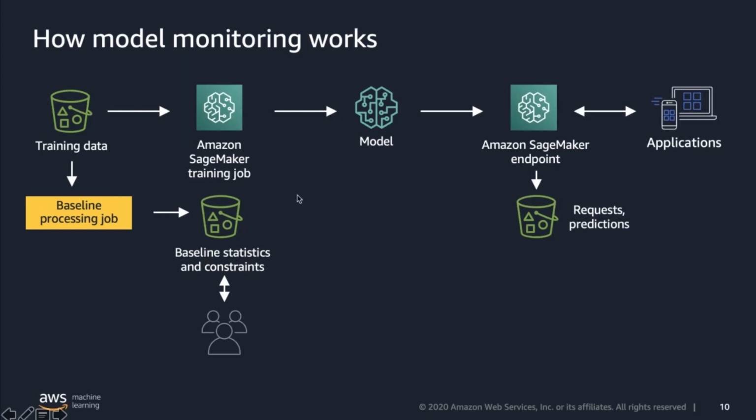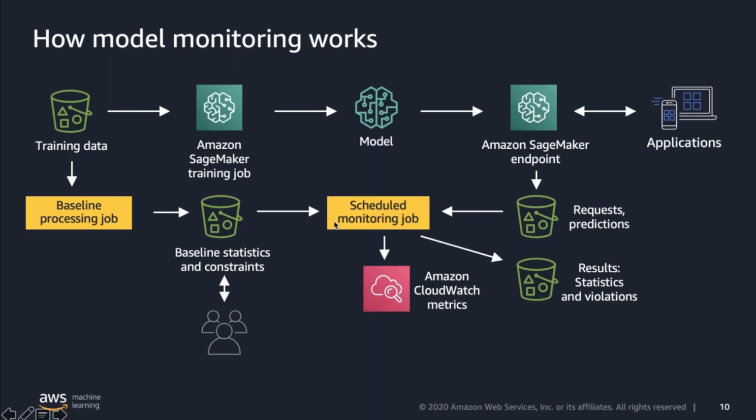Now that it has the statistics and the constraints, it can compare the stats and the constraints against the incoming predictions. And in order to do that, we're just going to set up a scheduled job, a cron job, in other words, either on an hourly basis, a daily basis, or a weekly basis, to compare the incoming requests and the predictions against the baseline that the model was trained on. The model monitoring service will find any violations and report those violations and store them in an output bucket in a JSON format. Additionally, it'll also send metrics to Amazon CloudWatch that your data scientists and data engineers can potentially use to set up alarms to notify them when they should go back and retrain their machine learning model.